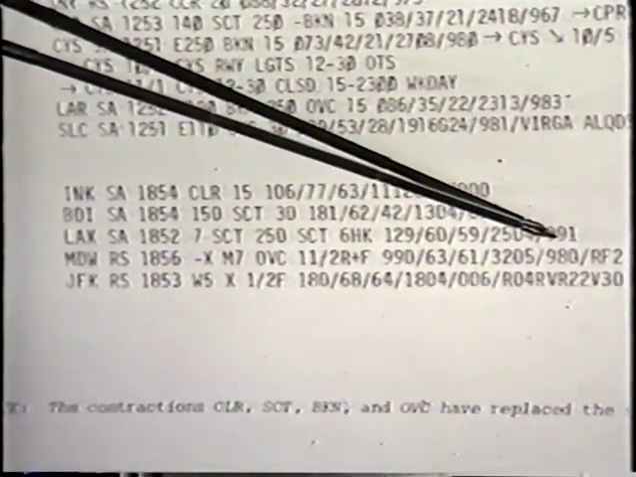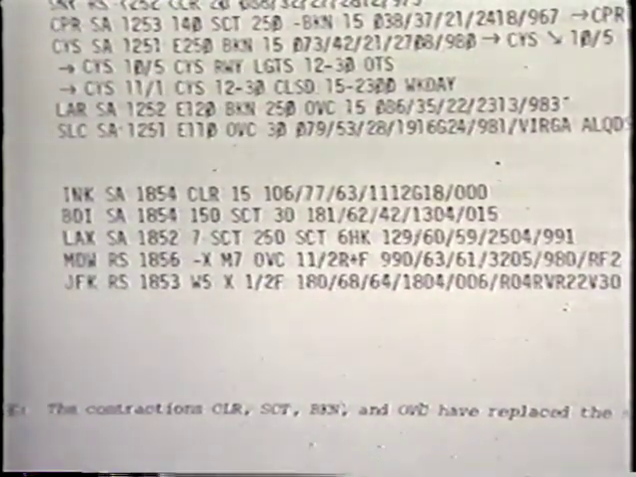Now, JFK, this is a very hard one here. Would someone like to try reading this one? This is the hardest one by far. See if you can read the JFK one here.